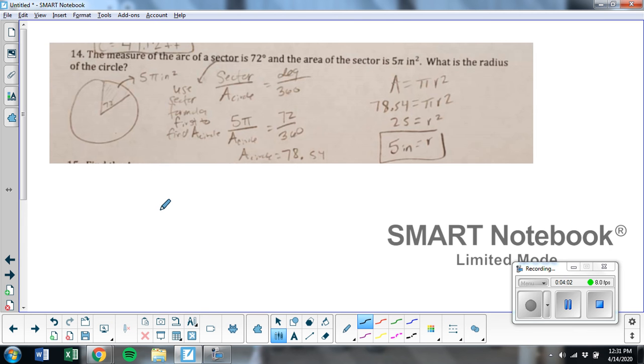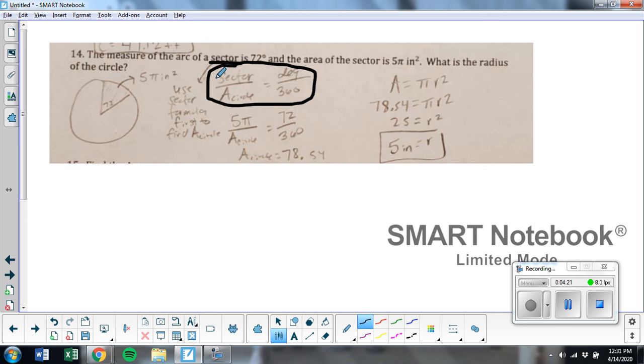The measure of the arc of a sector, now we have a whole sector formula, is 72. And the area of the sector is 5 pi inches squared. What is the radius of this circle? So this right here is the formula that you should have written down, what I would have said to print on gold paper.